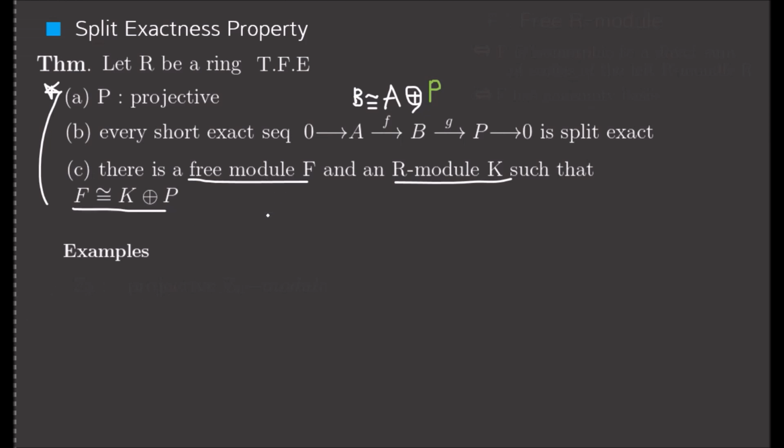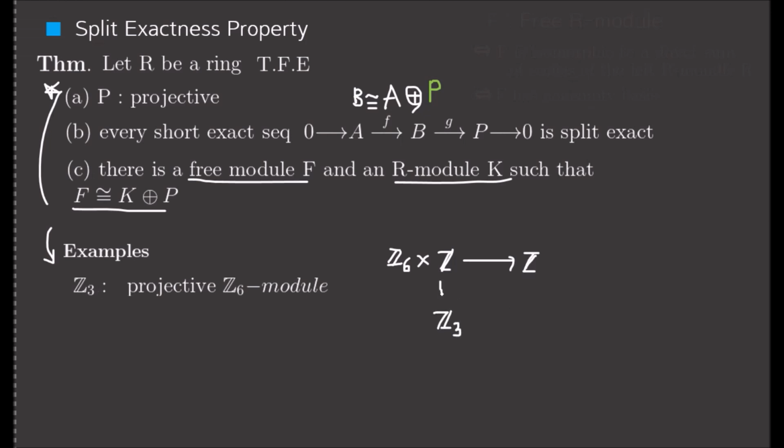Prior to proving this statement, let's see an example which applies this theorem to decide a projective module. For example, if Z3 is a Z6-module, then this Z3 is projective. Why? Let's consider this here. Z6 is Z2 direct sum Z3, and we can understand first that Z3 is a sub-Z6-module. This is no problem. And note that this is a non-free Z6-module.